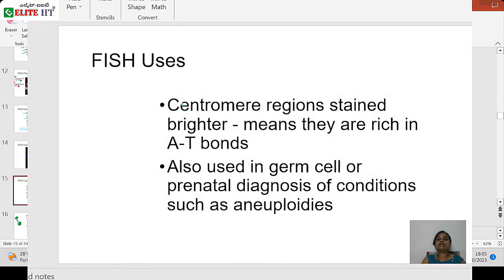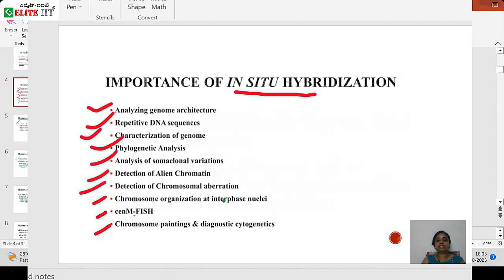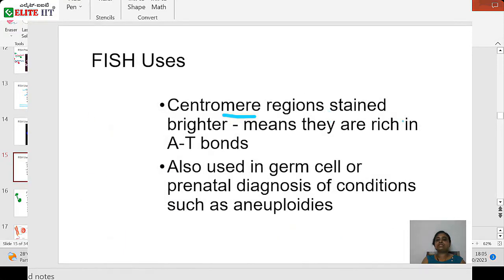Now you can also identify the centromere region. During the discussion of the applications, I told you the centromere region also you can identify. Now, centromere regions stained brighter means they are rich in AT bonds. If you consider the centromere region, AT bonds are more. So the AT rich region is the centromere region. You can visualize that.